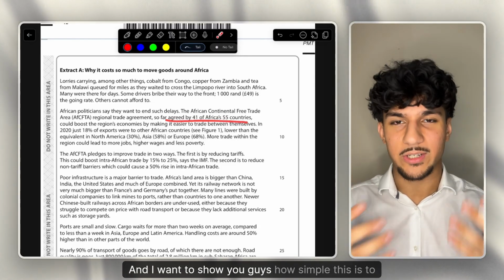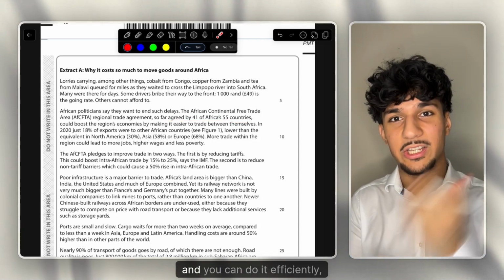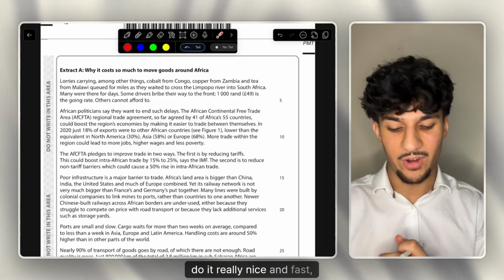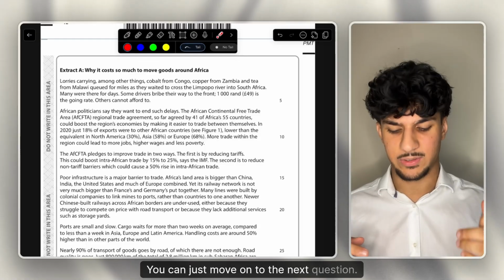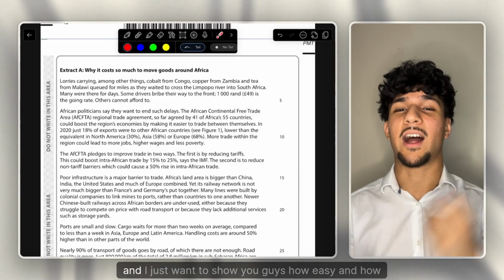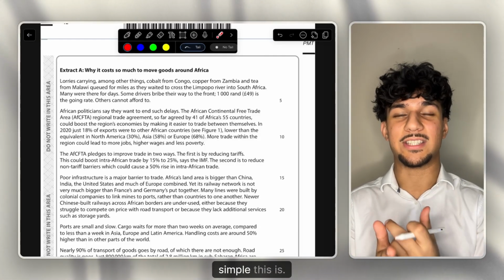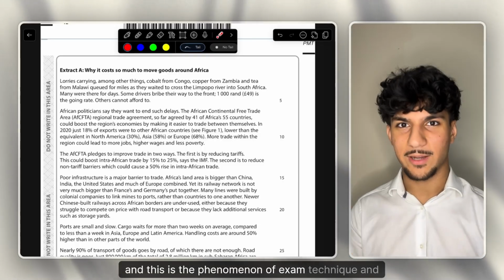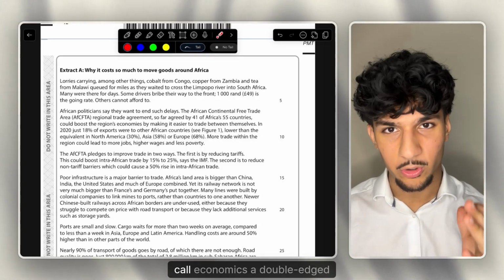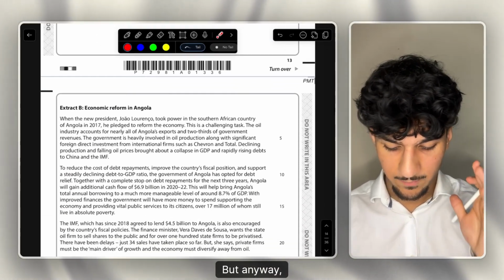And I want to show you guys how simple this is to pick up those 5 marks. You can do it efficiently, really nice and fast, and bang, done. You can just move on to the next question. So you picked up 5 out of 5 there. I just want to show you how easy and simple this is. And this is the phenomenon of exam technique and why I always call economics a double-edged sword. But anyway, that was a 5-marker done.